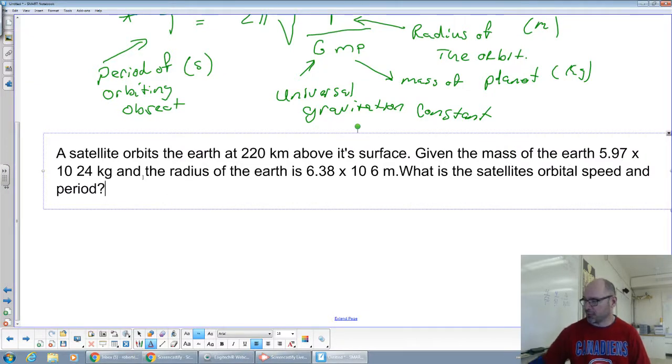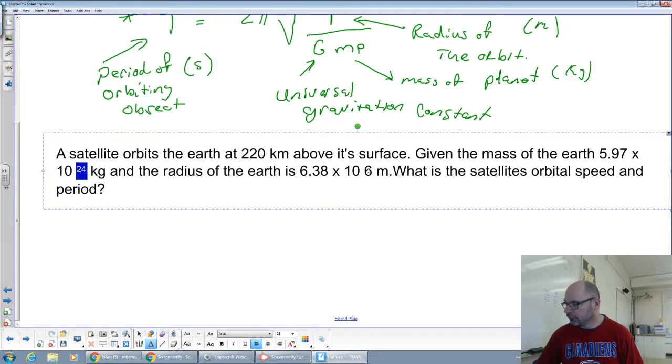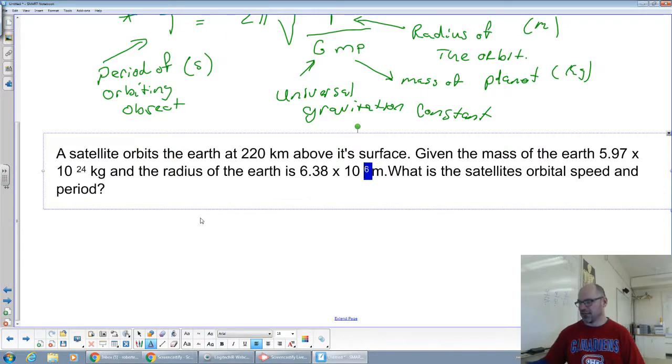Okay, so we first should fix these as scientific notations. Notice that kilometers is there and meters is here, so we're going to have to convert things to the same unit. Okay, so basically all our givens are there.